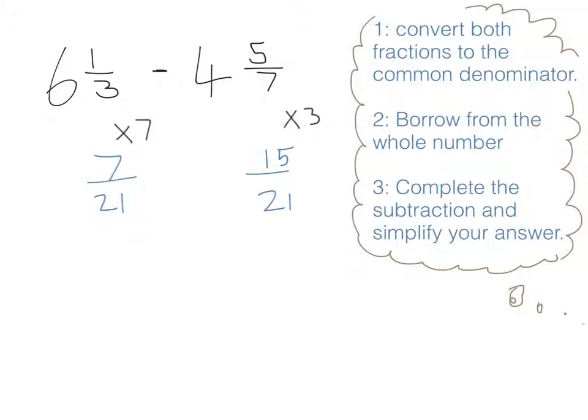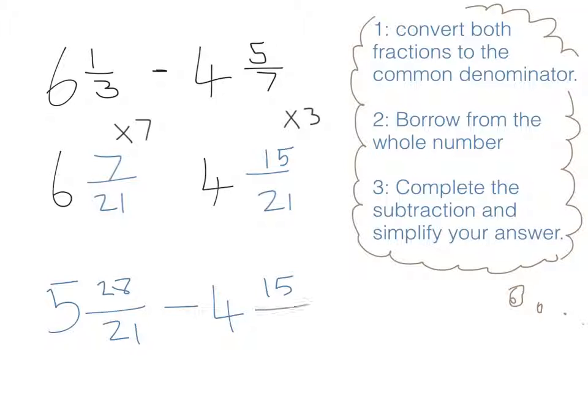Let's now bring down the whole numbers. They don't change. 6 and 4. And then we need to borrow from the whole number, from the 6 to add to the 7/21ths. So if I do that, I will have 5 wholes, and I need to add 21 to 7. So I'll have 28 21ths, from which I can subtract 4 and 15 21s. And if I take 15 away from 28, I'll be left with 13 21s. That will be your answer.